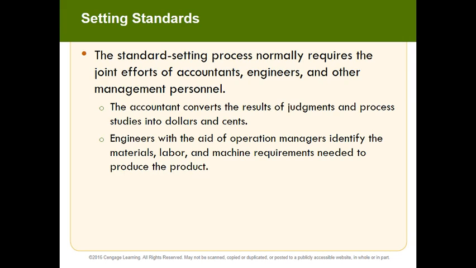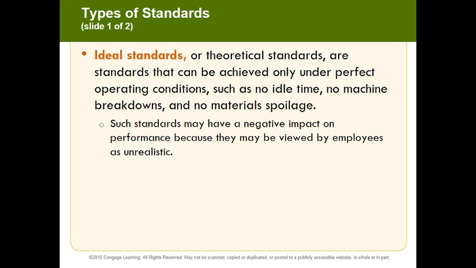Amongst the standards, we have some types. First one is the ideal standard. These are theoretical. They can be achieved in the most absolute perfect operating conditions. This is the land of sunshine and unicorns. Nothing goes wrong. There's no idle time. There are no machine breakdowns, no material spoilage, no material breakage, no employees who are sick. Everybody's working at the highest level of efficiency and effectiveness. So, as you can imagine, this absolute ideal standard is often not something that is actually encountered.